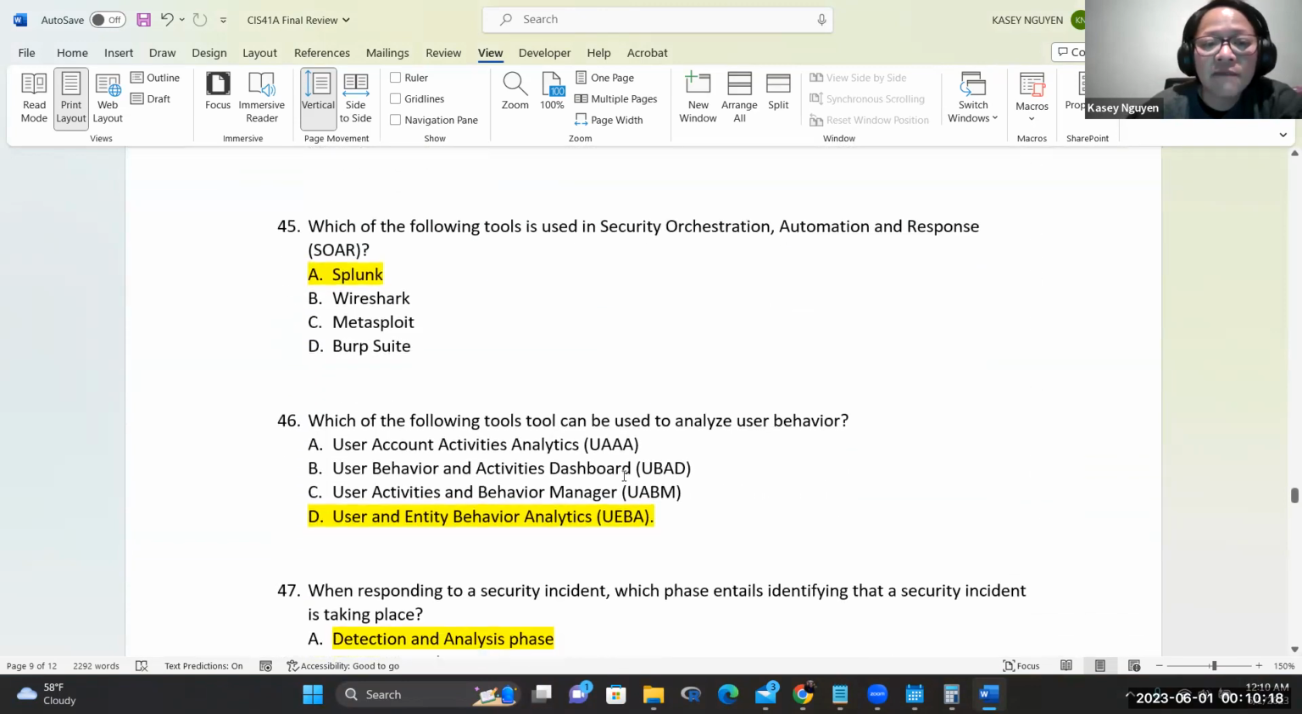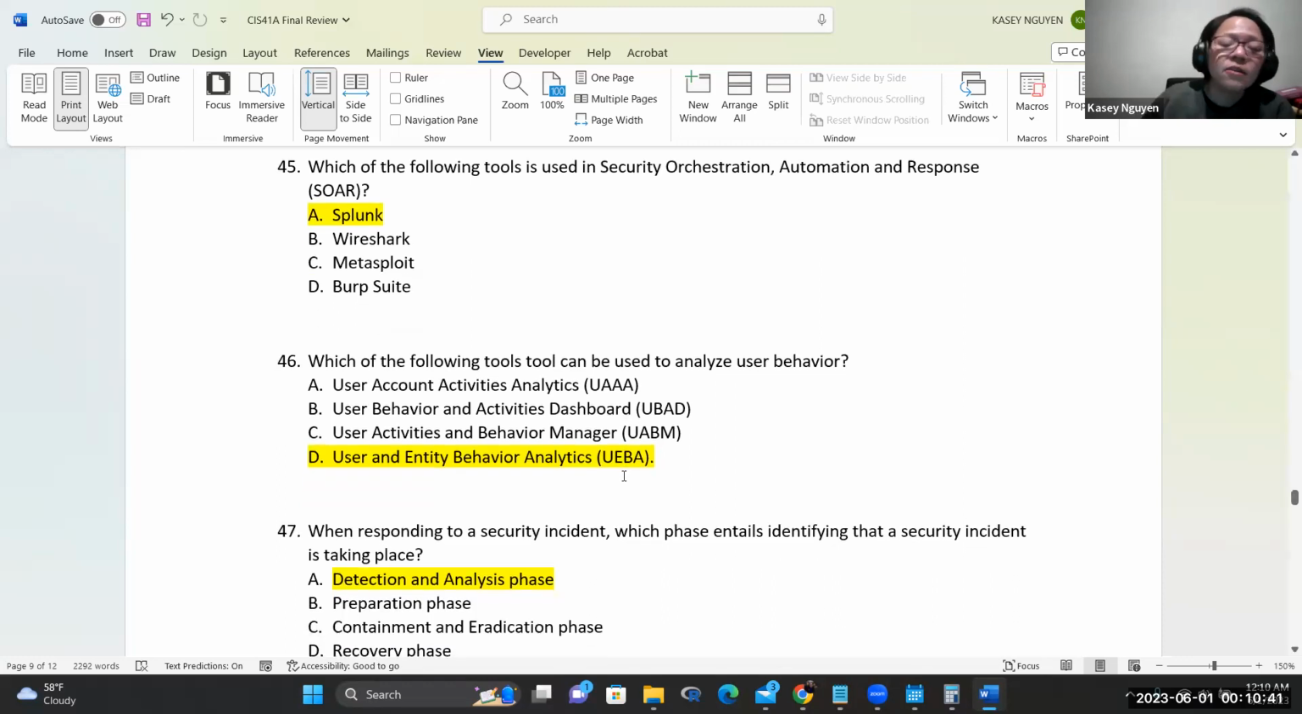Number 45. Which of the following tools is used in security orchestration, automation, and response? SOAR. And the common product nowadays is Splunk. Splunk allows you to implement security orchestration, automation, and response, all in one package.